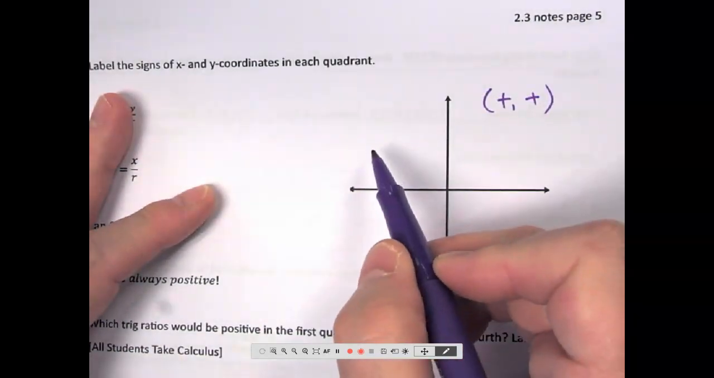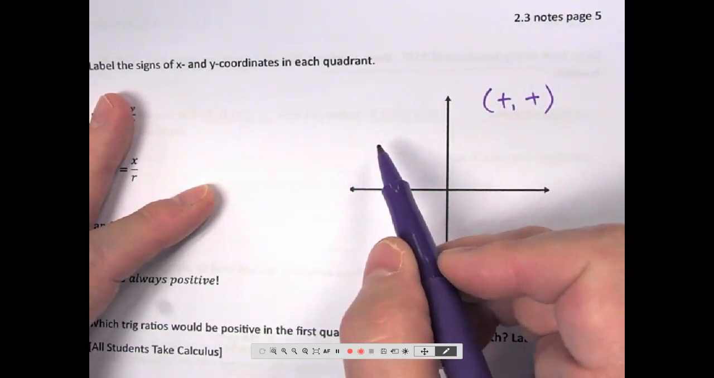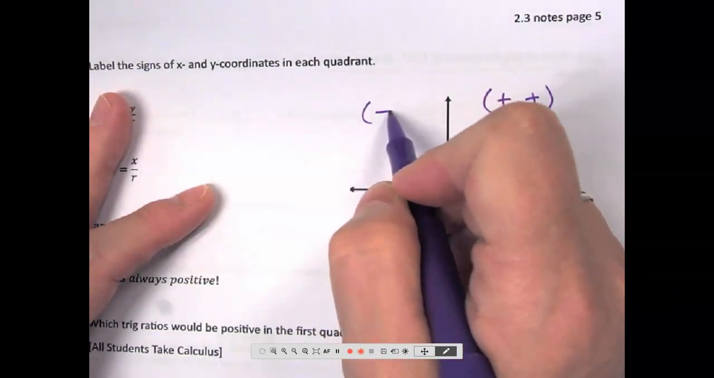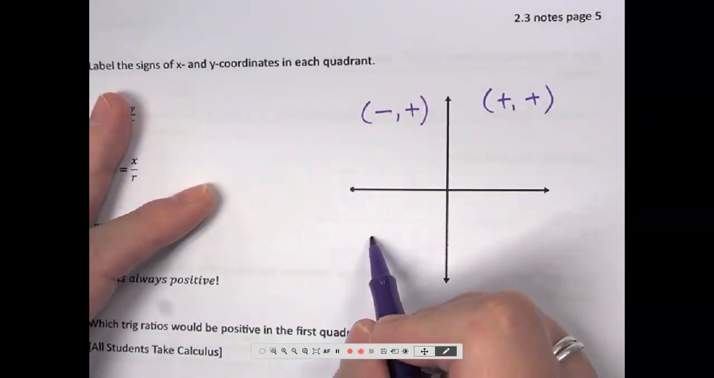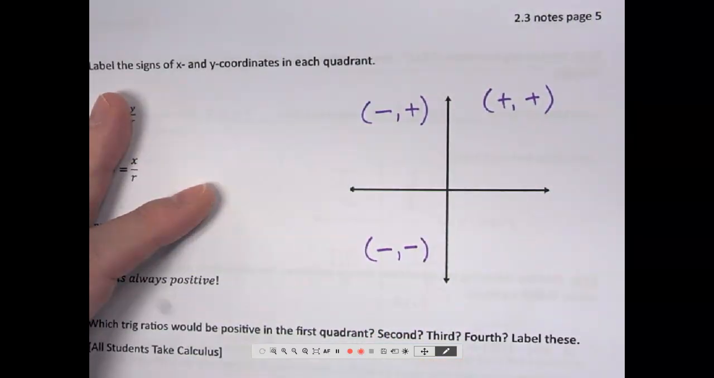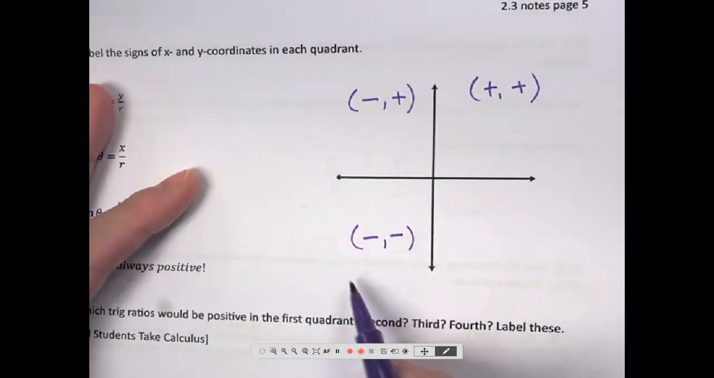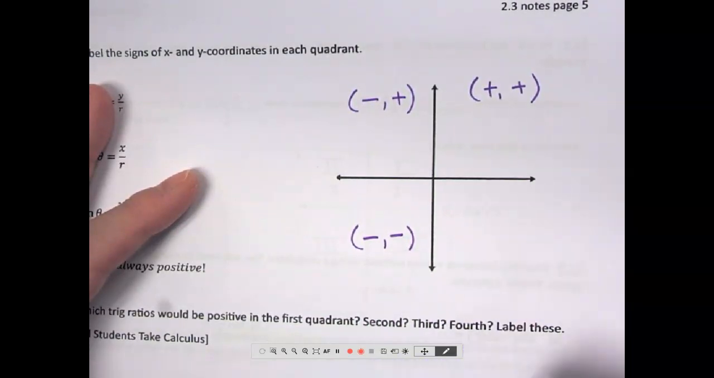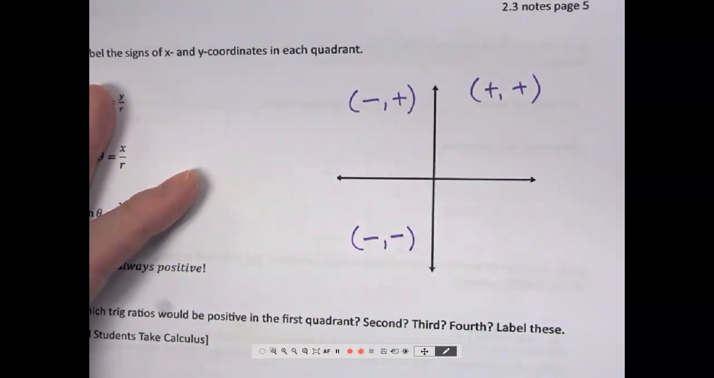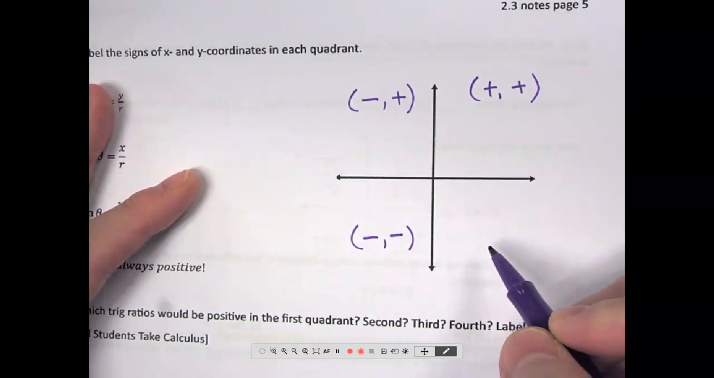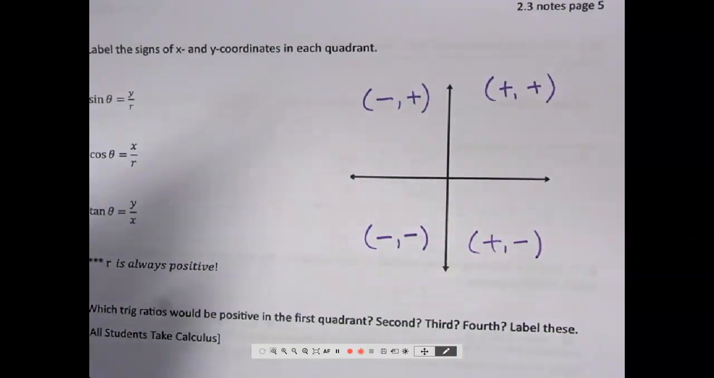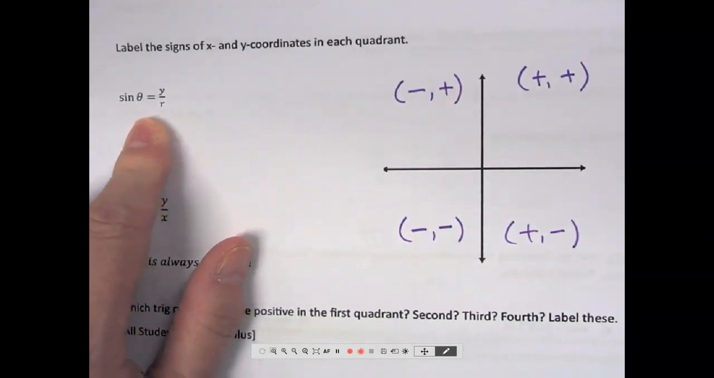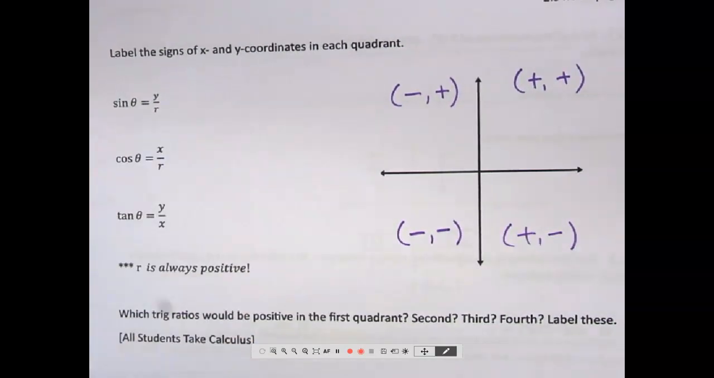Okay, in the second quadrant, what kind of signs do I have? Negative X, positive Y. Okay, third quadrant. Negative X, negative Y. And to me, that always looks like a little sleeping owl. Does it not? Now you can't unsee that, can you? Because every time I write that, I think little sleeping owl. Okay, what is this one? Positive X, negative Y.